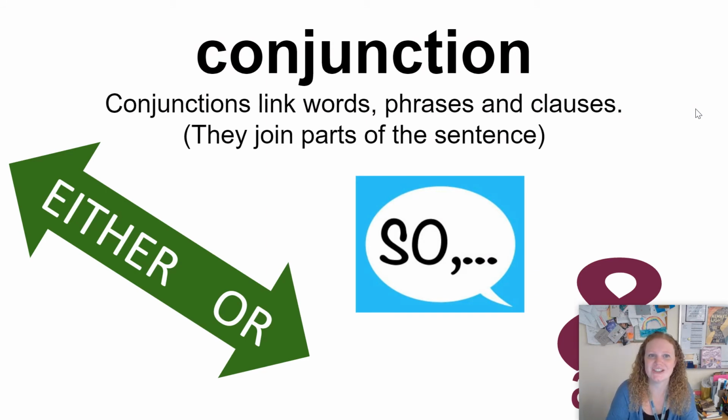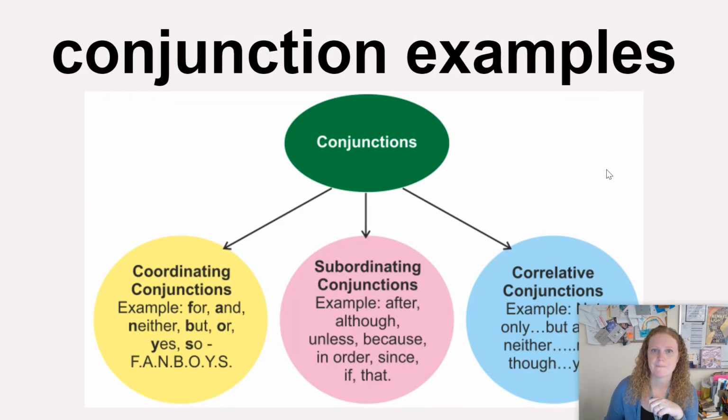Conjunctions. So conjunction, junction, what's my function? Conjunctions link words, phrases, and clauses. They join parts of the sentence. They're just like ways to link and smooth out our grammar. So either, or, so, and. These are conjunctions. They're linking words in our sentences. Here's some more examples. For, neither, although, unless, in order, only.